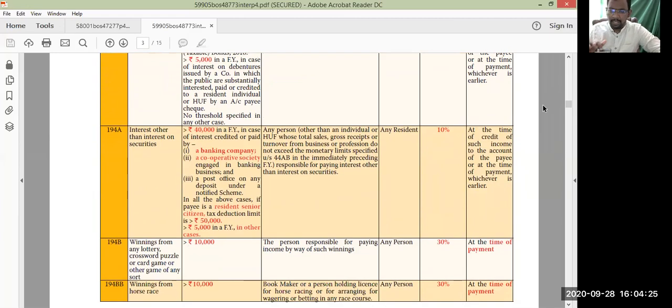So 194DA, I'll tell you the amendments here itself. What are the amendments? In 194DA, this 40,000 is an amendment, sir. Earlier it used to be 10,000. Now the limit is increased to 40,000. Right? Next.